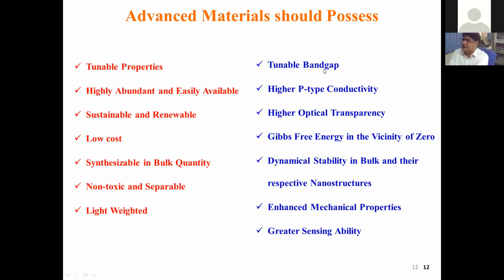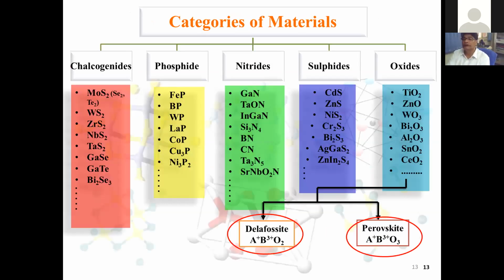I will discuss this in terms of solar cells. Higher optical transparency, free energy in the vicinity of zero, dynamical stability in bulk and their respective nanostructures, enhanced mechanical properties, greater sensing ability. That means if we plan to design a material, we must keep these parameters in our mind, particularly in the context of energy.